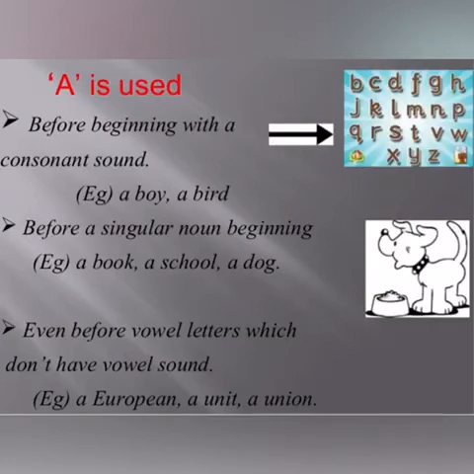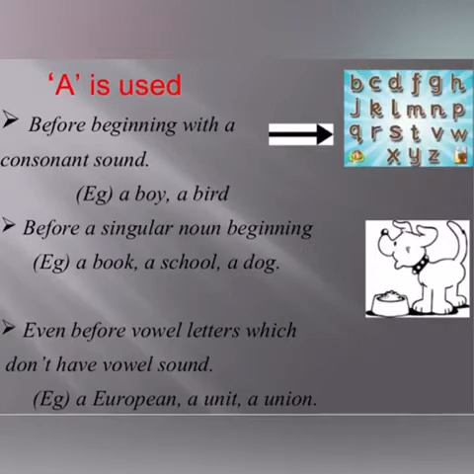Now let's take a look over here. Here's a more clear definition for you of where to use a. A is used before words beginning with a consonant, like B, C, D, F, G, H, J, K, L, M, N, P, Q, R, S, T, V, W, X, Y, Z. For example, a boy, a bird, and so on. Before a singular noun, for example, we use a, like a book, a school, a dog, a car.